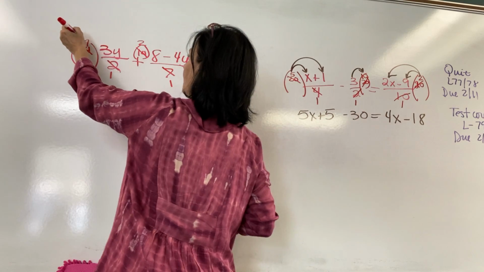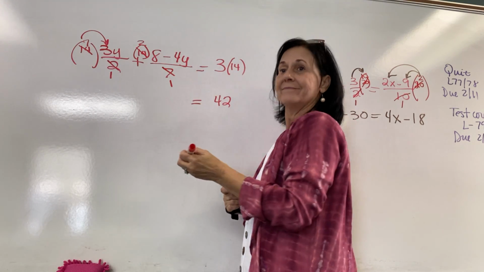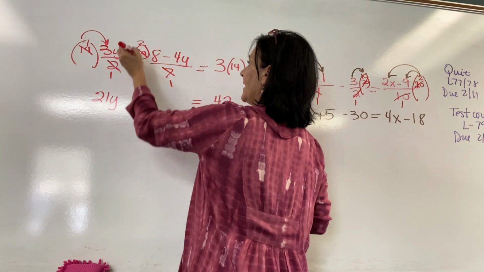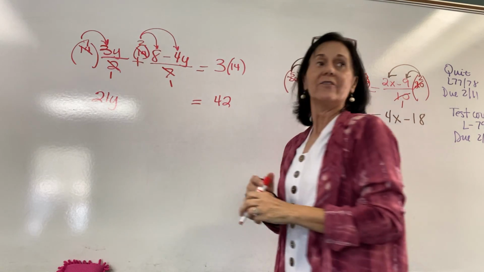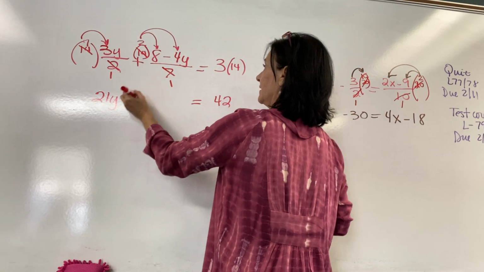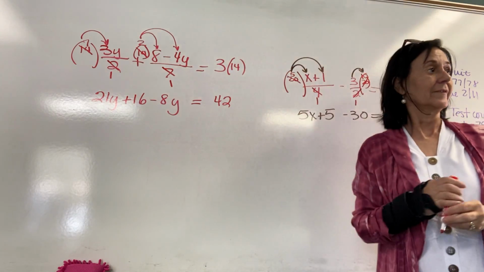Now I'm going to multiply the 7 by the 3y. What is it, Ben? 21y. Now I'm going to distribute that 2 to the 8 and the 4y. Plus 16 minus 8y equals. And then you just solve for it.